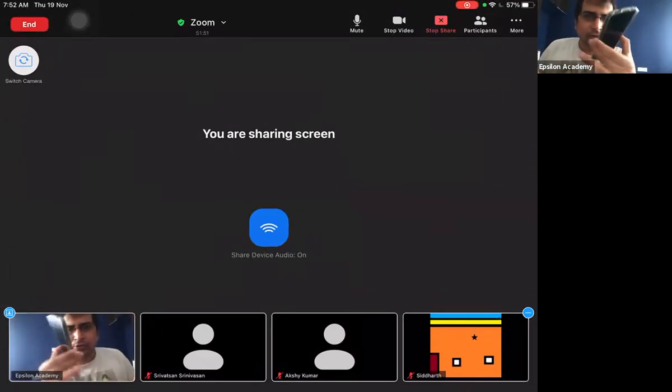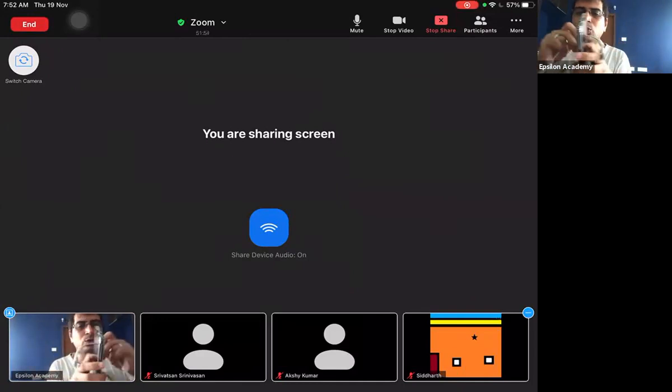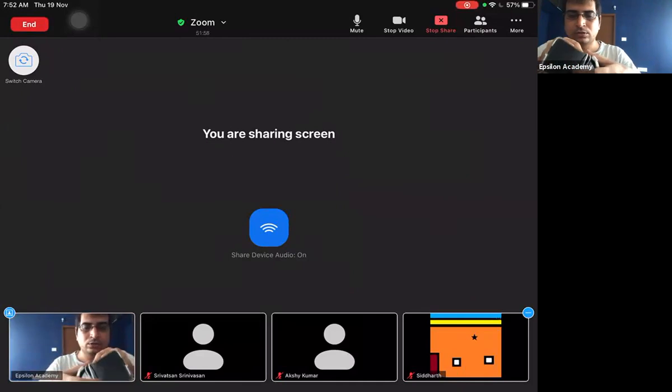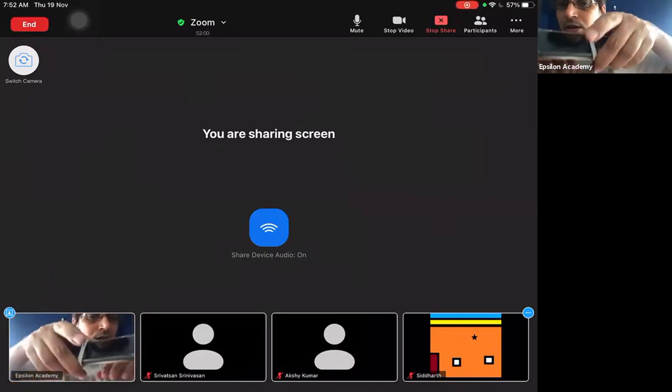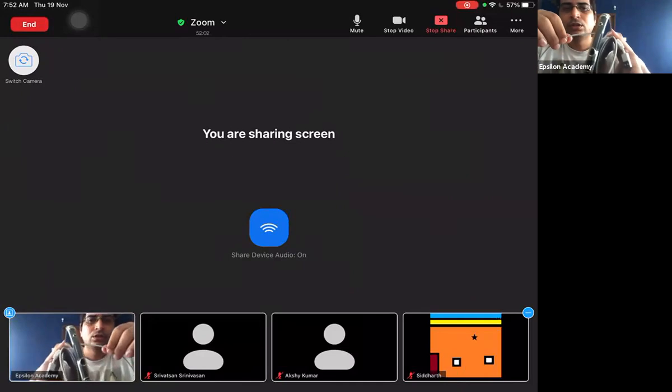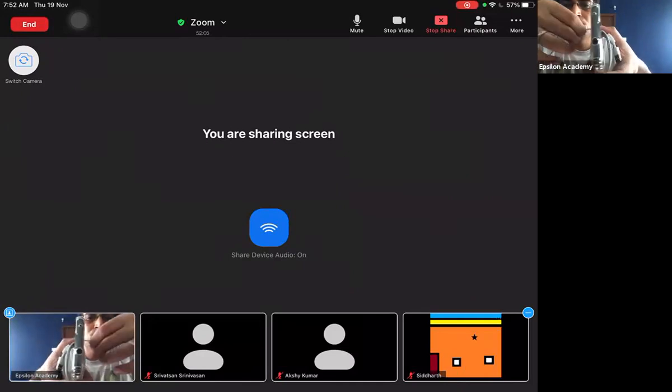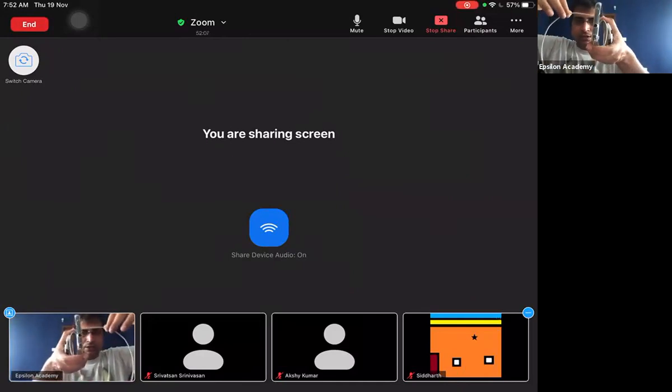Imagine this as a rectangle, right? So what will happen if I take a winding around this? I have wound a charger wire around this. Now, if I pull this, you're able to see this, right?